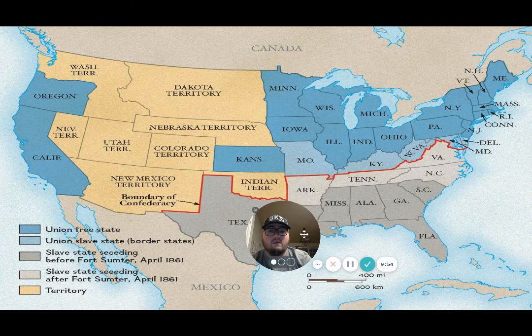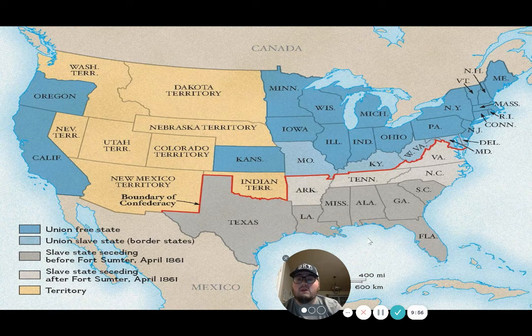So here's a good map. The states outlined in blue are Union or free states. Then you have your border states, which include West Virginia, Kentucky, Missouri, Delaware, and also Maryland. Delaware is actually considered kind of a southern state. And also in the gray you have your slave states.